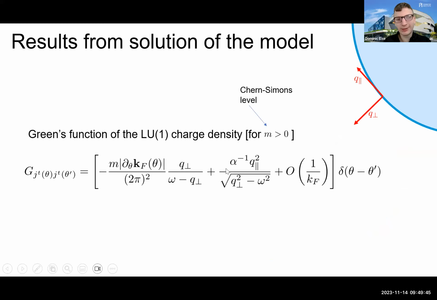So this second term is not what you get in Fermi liquid theories, and it presumably represents the fact that you still have some strong coupling physics going on in this system, even though you've built in the constraints from the Fermi surface.